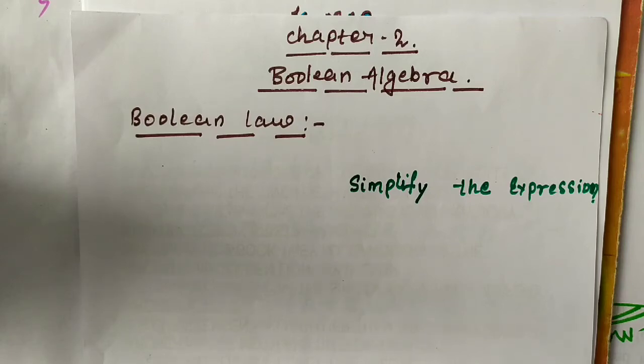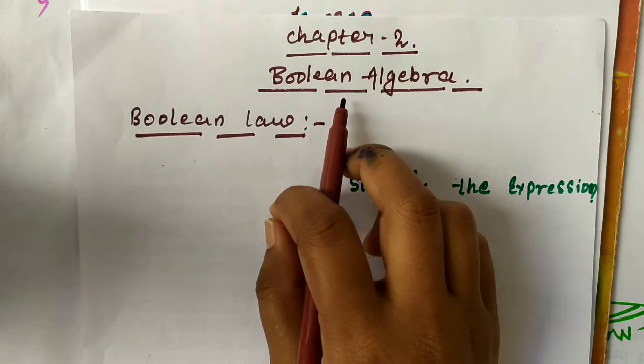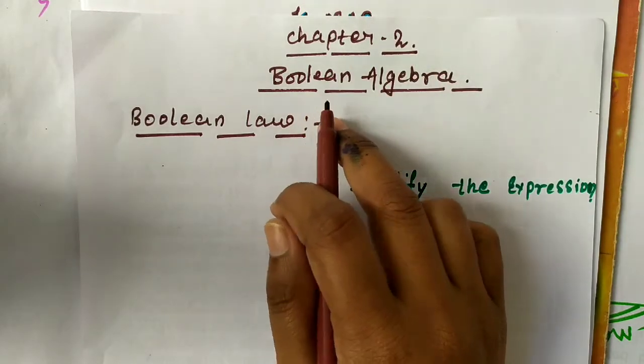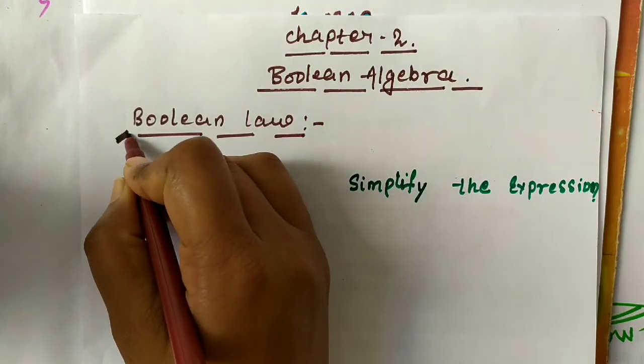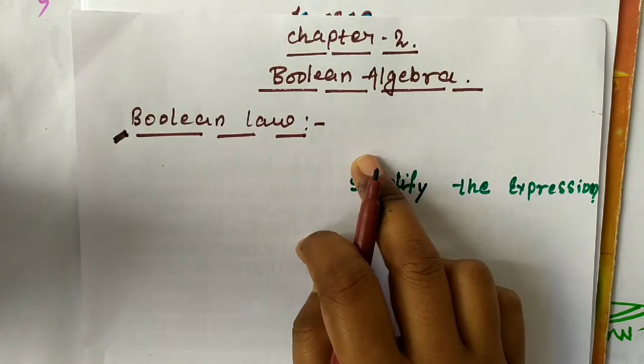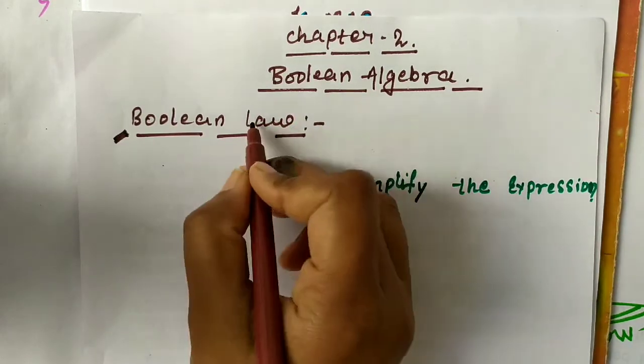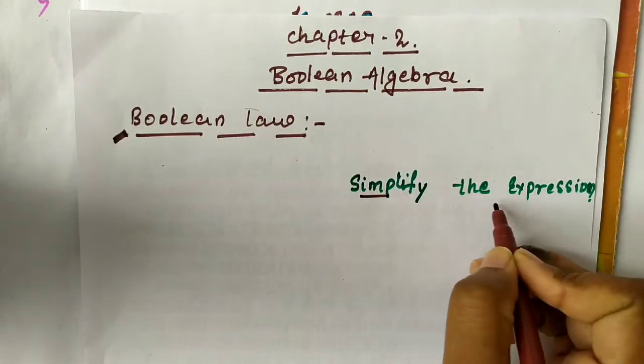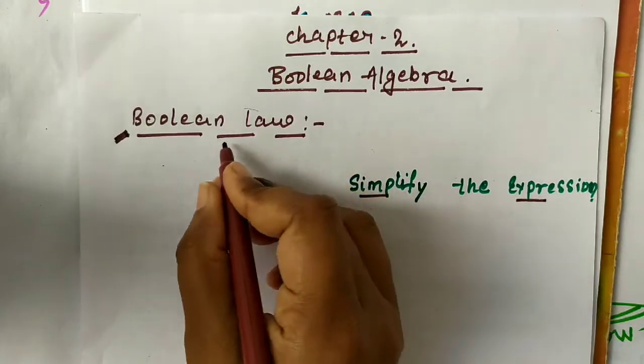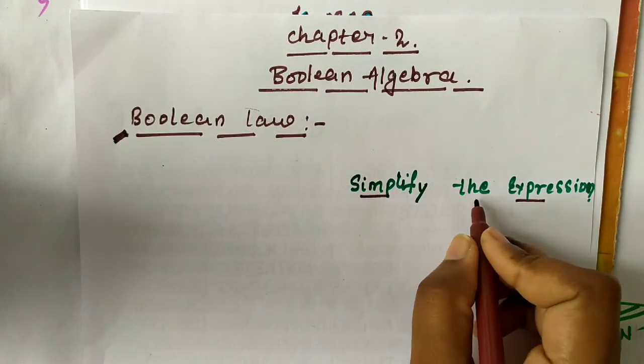Hello everyone, this is the next part of chapter 2, that is Boolean algebra. In the previous video we discussed Boolean's laws, different types of Boolean's laws, and what is the use of Boolean's laws: to simplify the expression. We have to use a Boolean law to simplify the expression.